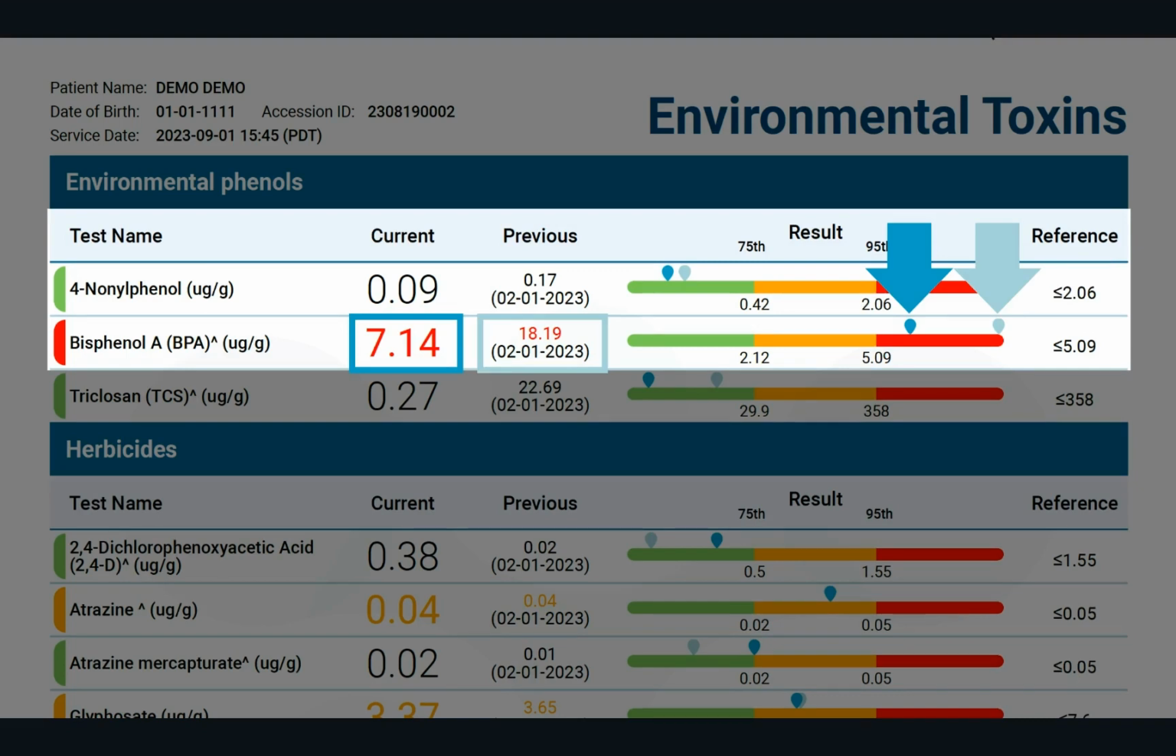Good news, they've been able to reduce their exposure from 18.19 in February to 7.14. Looking at the graph, their light blue pin indicating past exposure is on the far left, while the dark blue pin indicating current exposure is much closer to the orange. Ideally, this patient should get their result below 5.09, which is the reference range, and note that the reference range is set at the 95th percentile.